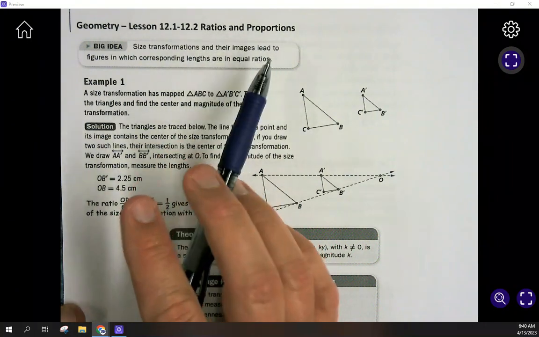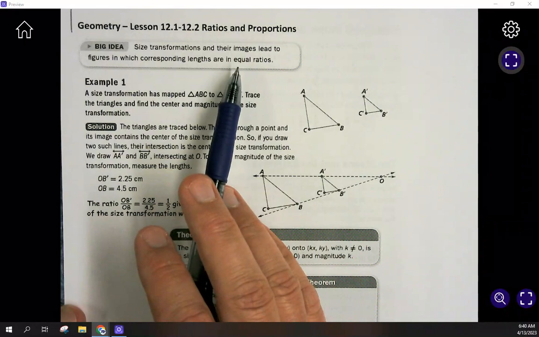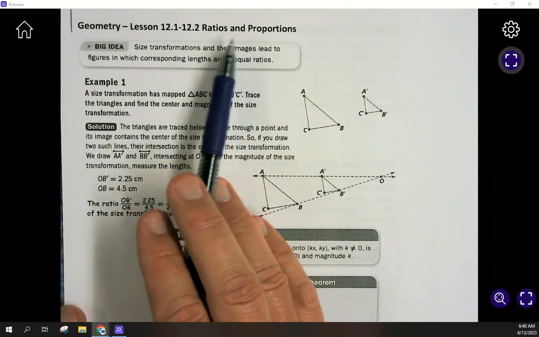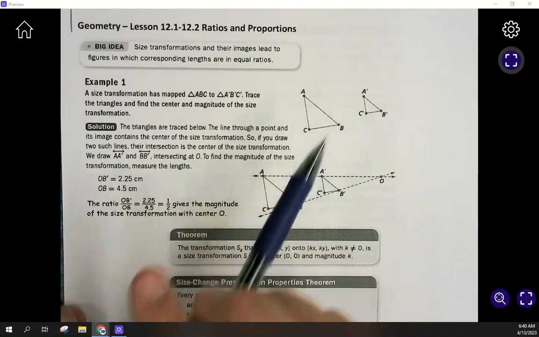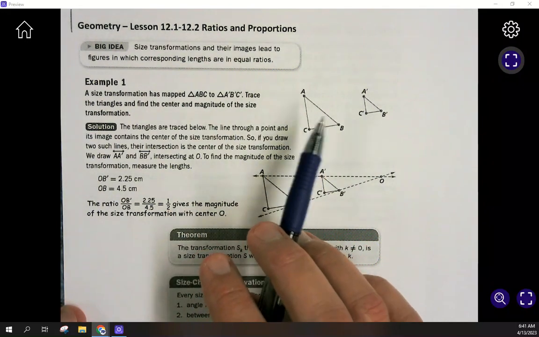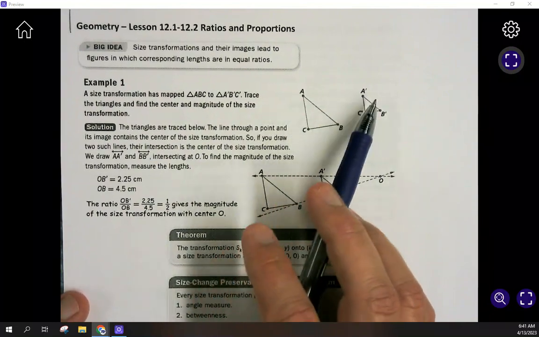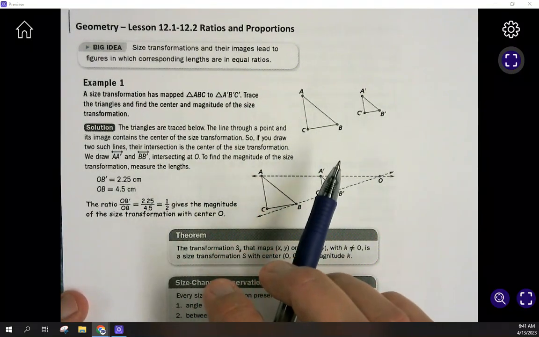So where we're headed is similar figures, but right now we are going to focus just on the mechanics of ratios and proportions and how they relate to size transformations, meaning we shrink a shape or we enlarge it, and we're going to look at the ratio of the side lengths, what they look like.